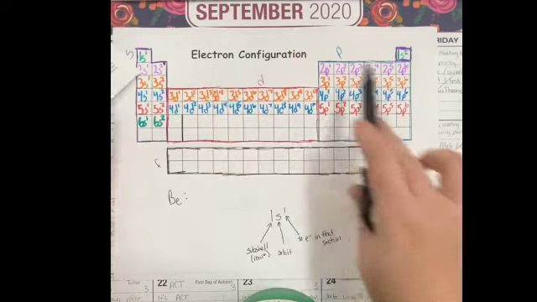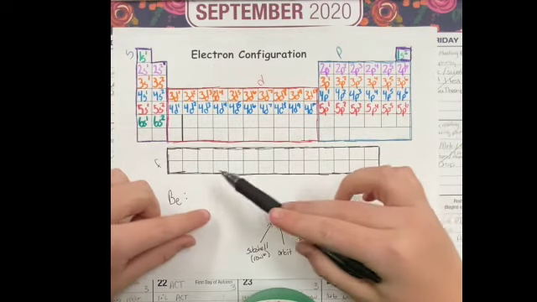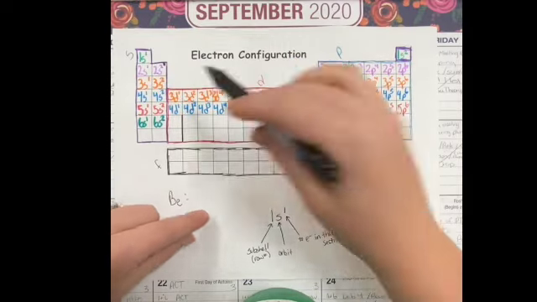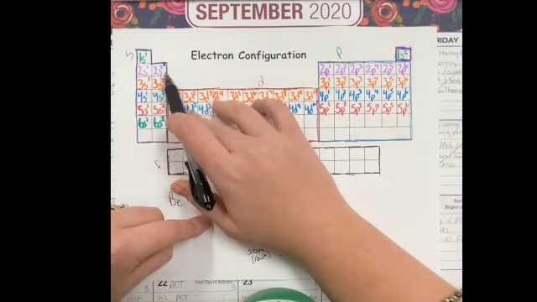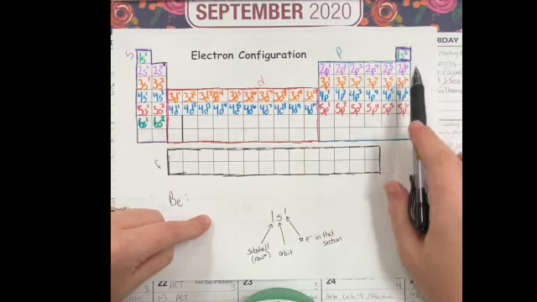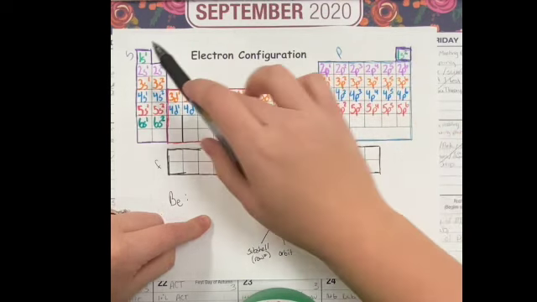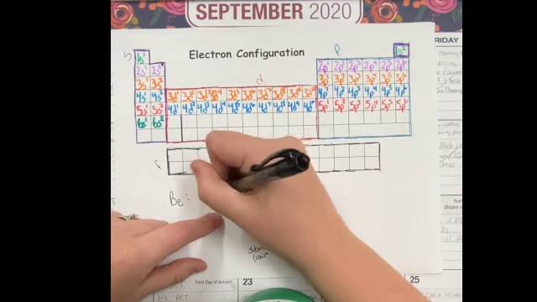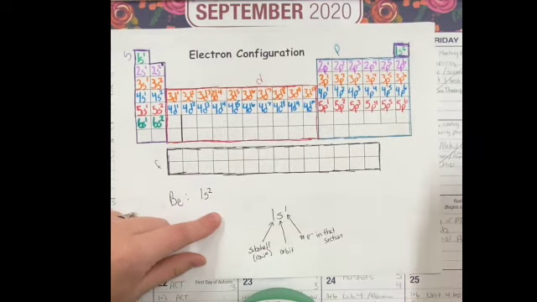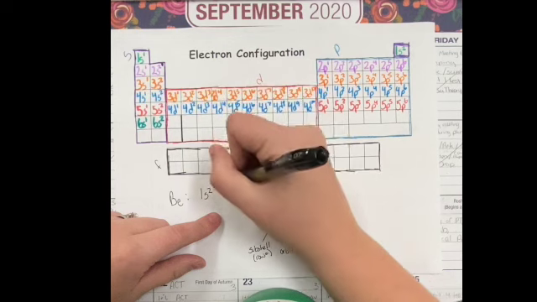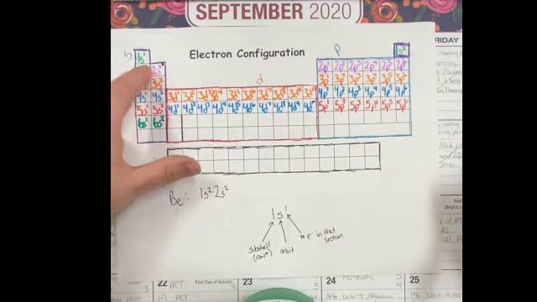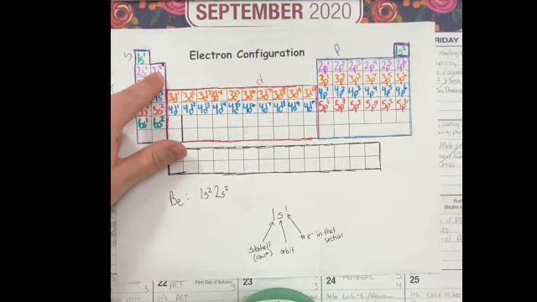So we read this just like a book and we write it out until we get to the element we're looking for. Now you do not have to write every single box. You only have to put the one with the biggest number in each section. So for example, here we have 1s1 and 1s2. So you would just have to put 1s2. And then we have 2s2. That's all we have to write because 2s2 is where we're wanting to go with beryllium.